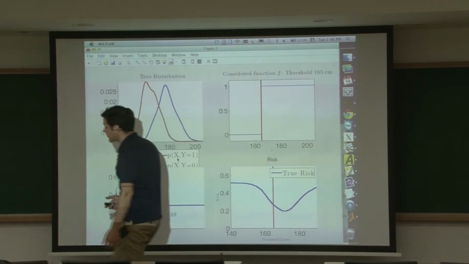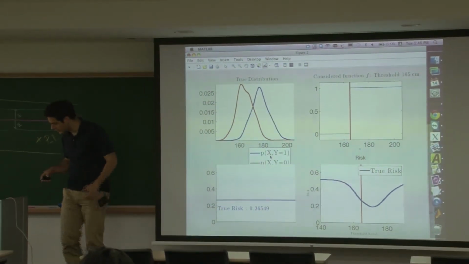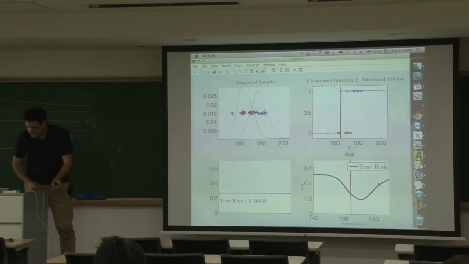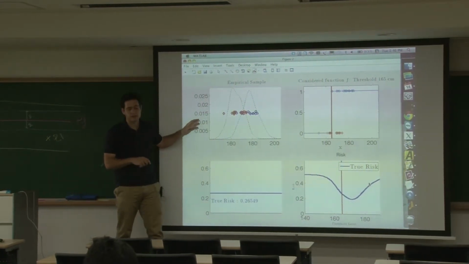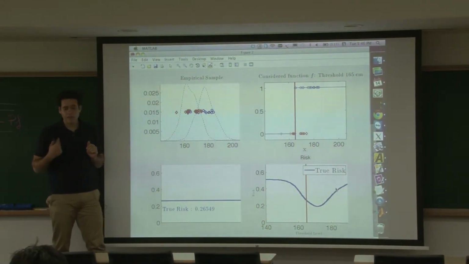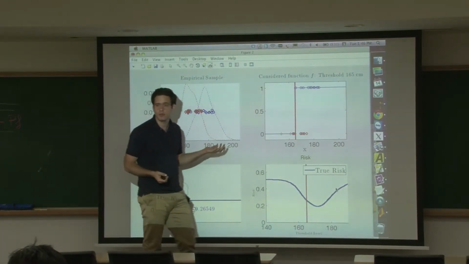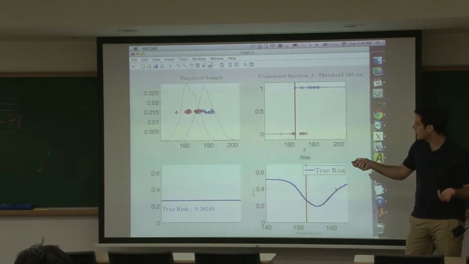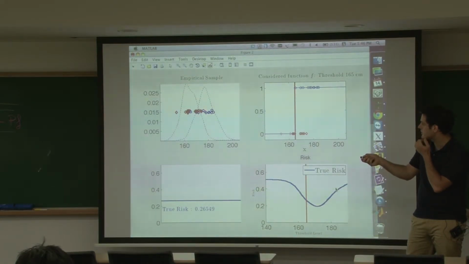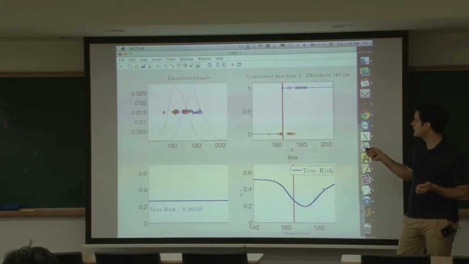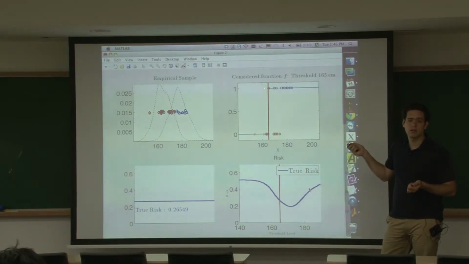What I do not have access to is these curves, or the blue curve for what it's worth. The only thing that I have access to is those points here. So if I select 165, I can see how many mistakes I'm making on those points. Here I've represented the diamonds and the circles. Remember, circles are males and diamonds are females. So it seems that my rule gets right all the males, but doesn't get right many of the females here.